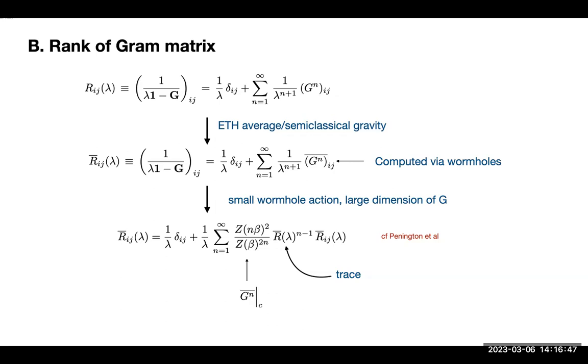I will take both sides and ask what their average is in this mysterious ETH ensemble, and I'll say this average is sensibly computed in semiclassical gravity. So I'll get these nth moments, which I compute by wormholes. And in the limit that the wormhole action is reasonably small and the dimension of G, the Gram matrix, is large, which we expect it will consistently be, I can resum these to get this answer for the resolvent, with these coefficients, which are related to the connected pieces of these.